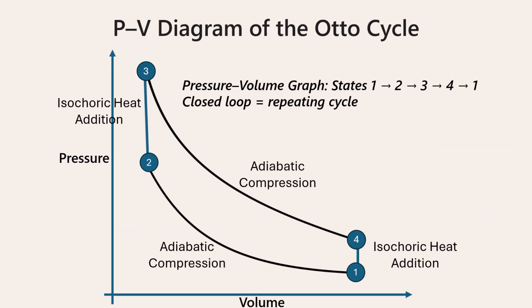This pressure-volume diagram illustrates the Otto cycle, showing how pressure and volume change during each process. Each curve or vertical line represents one thermodynamic step. The area enclosed within the loop represents the net work done by the gas on the piston, the basis of mechanical power generation in the engine. We'll now walk through each step with diagrams showing piston motion inside the cylinder.